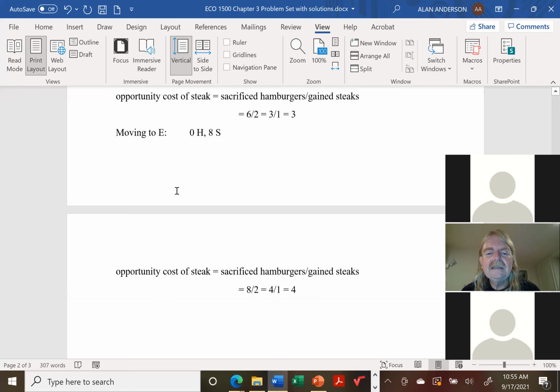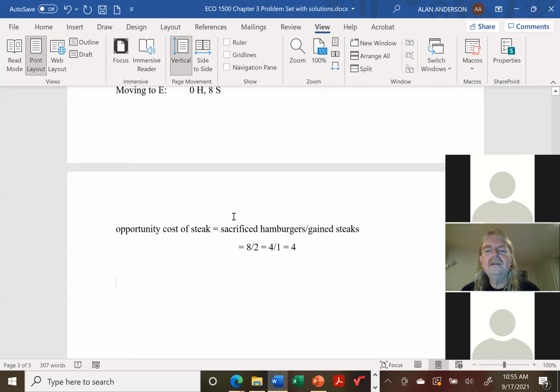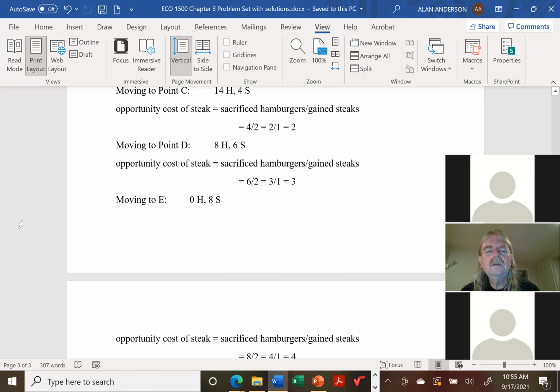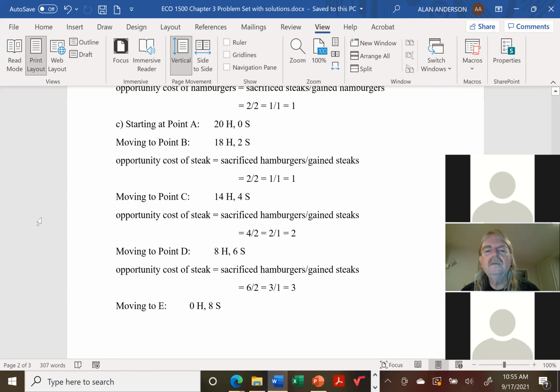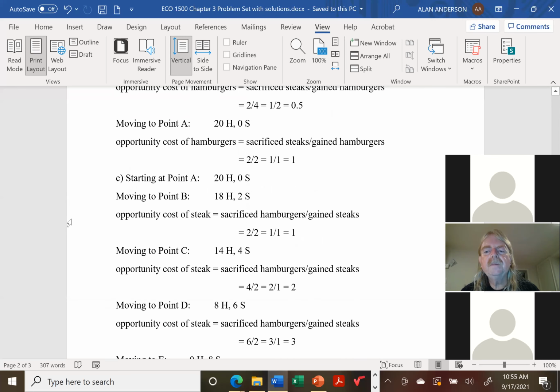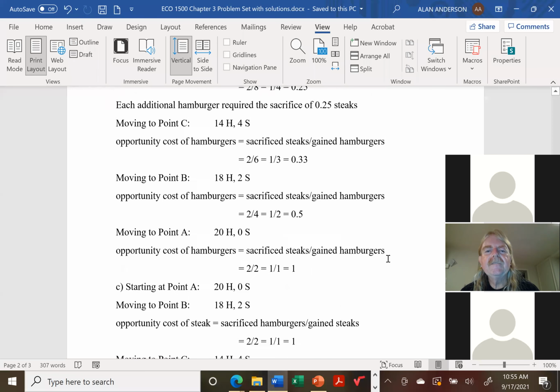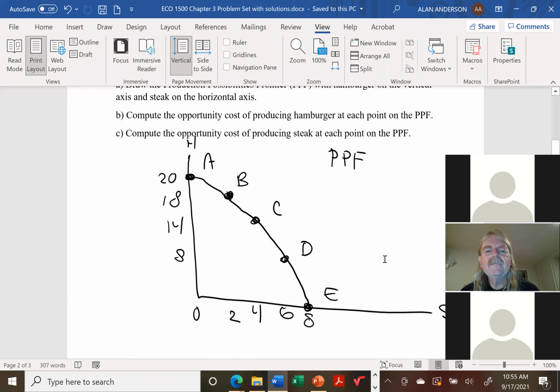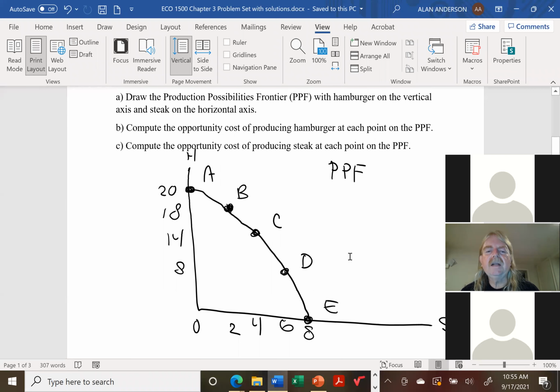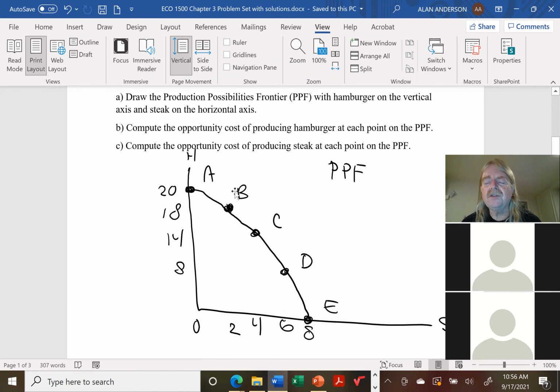Fernando. Yeah, I have a quick question. I noticed that when we moved from hamburgers to steaks to hamburgers, the opportunity rate is different. Like one is rising up in a whole number, and the other one's either rising or decreasing in the decimal. That's right. That's because what's happening is in one case it's the numerator that's changing, and in the other case it's the denominator that's changing.